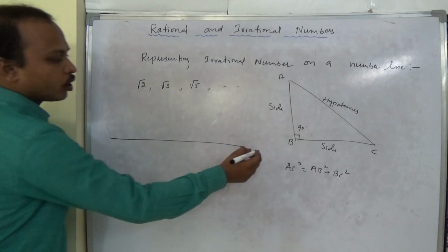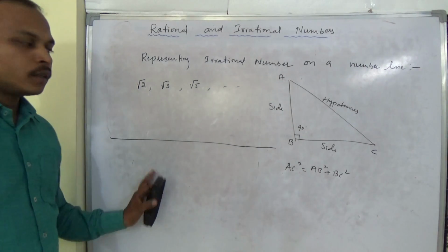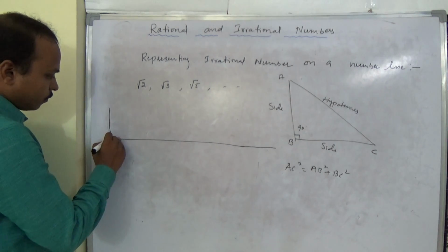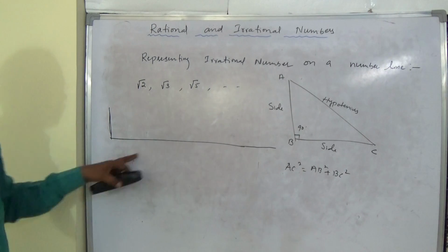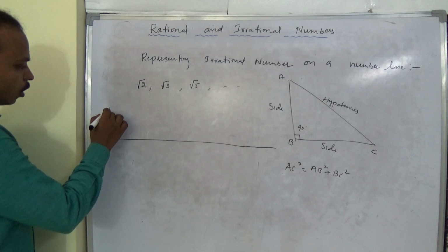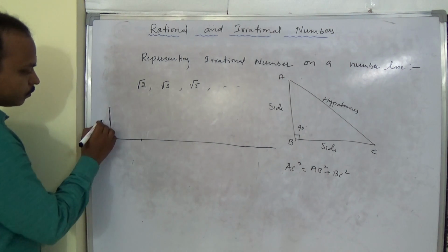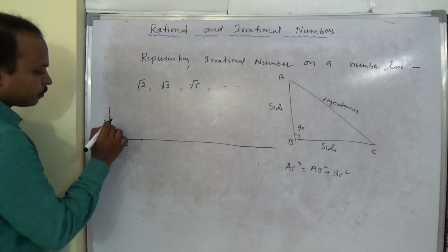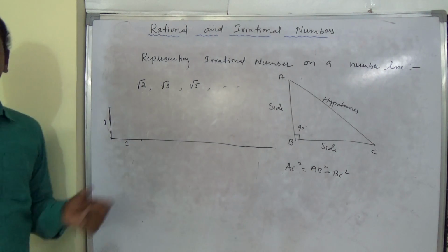First of all, draw a line. Take one line. Take one more line, exactly perpendicular to this. This is one line; draw a perpendicular line to this. For the measurement, you can take the same measurement. If it is 1 unit, this also should be 1 unit. Right? This is 1 and this is 1.